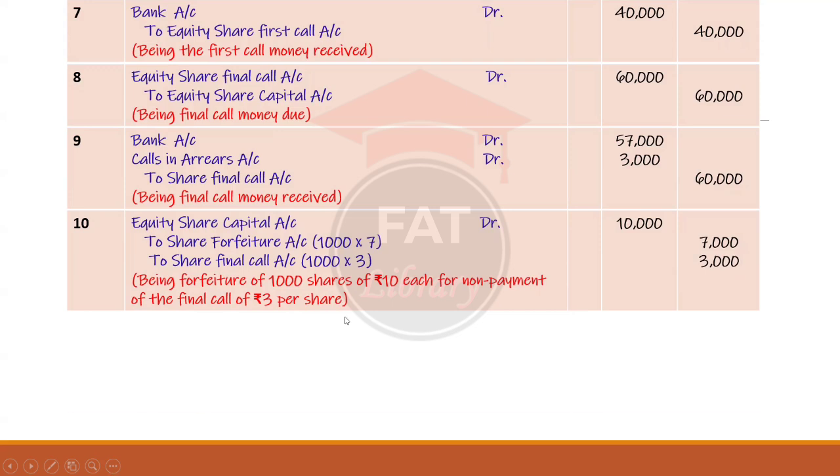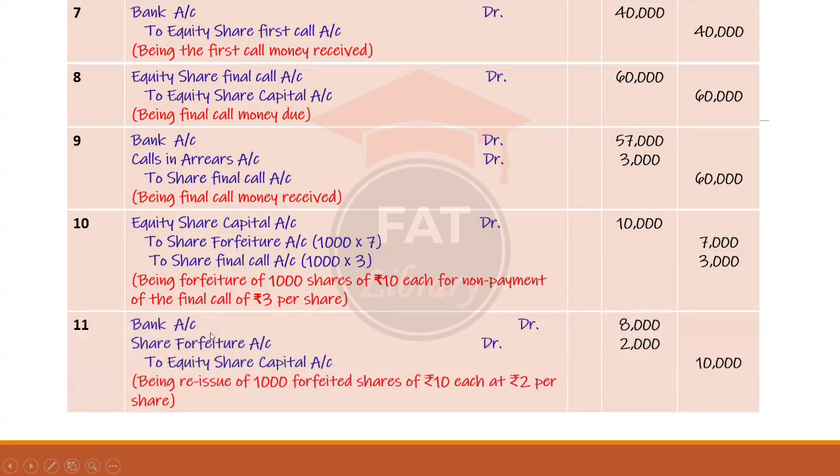Okay, so next journal entry is bank account debtor, share forfeiture account debtor to equity share capital account. So for what we are writing this journal entry, it is for reissue of shares. So for reissue, being reissue of 1000 forfeited shares of 10 rupees each at 8 rupee per share. So here for 8 rupee we have issued the share.